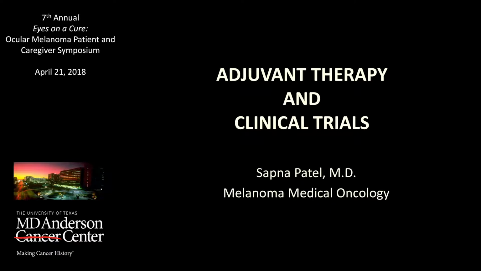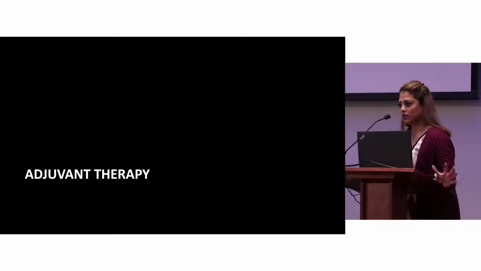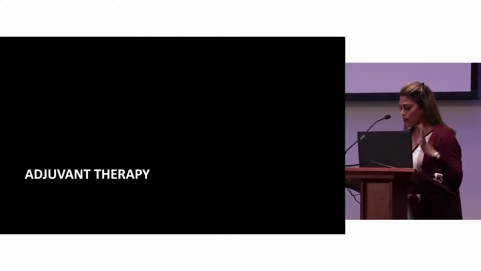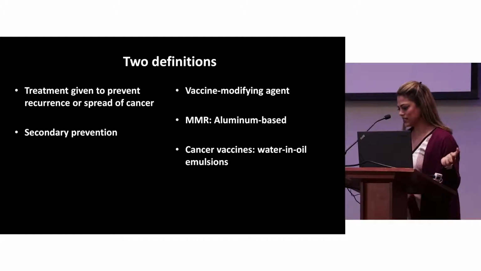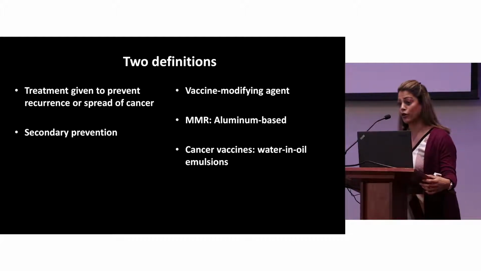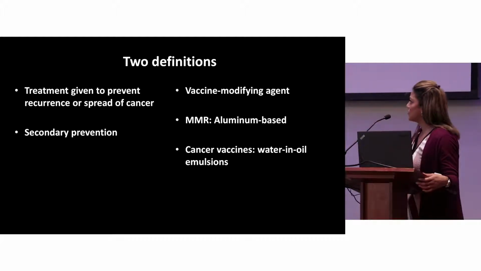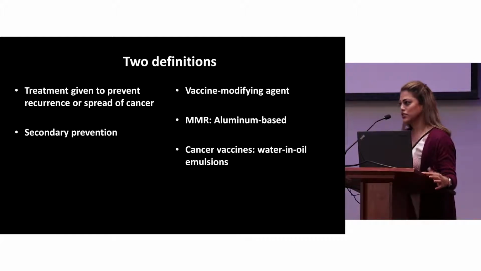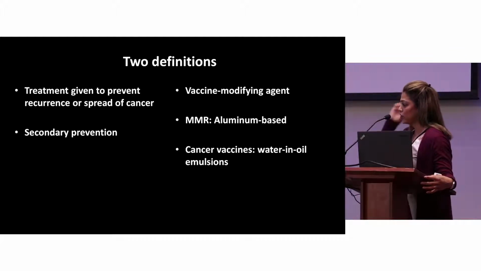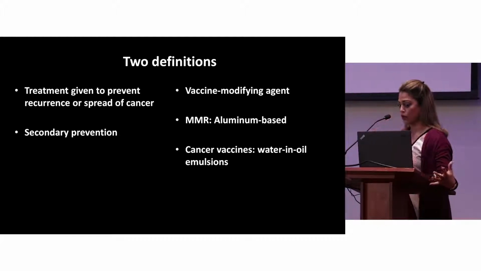Today I will talk to you guys about adjuvant therapy and clinical trials, kind of in broad strokes. So when we talk about adjuvant therapy, the word adjuvant actually has two definitions. The first definition is the one we're talking about here. It's treatment given to prevent recurrence or the spread of cancer. It's known as secondary prevention. Primary prevention is how to prevent the cancer in the first place. And with uveal melanoma, we don't really have causative factors that cause this melanoma, so it's really hard to implement primary prevention. But once you have the disease, we try to aim strategies at preventing recurrence or metastasis.